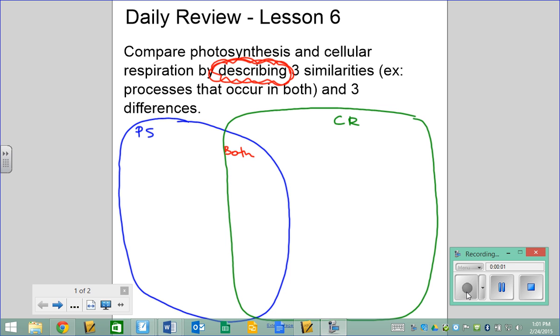Over in the back. Nolan, why don't you tell me one of the things you wrote? Could be a similarity or a difference. Photosynthesis happens in autotrophs, and what does cellular respiration happen in? Heterotrophs, and let's not forget autotrophs as well. That's a thing that people often forget. Plants do cellular respiration. They also do photosynthesis. So that's a big distinction.